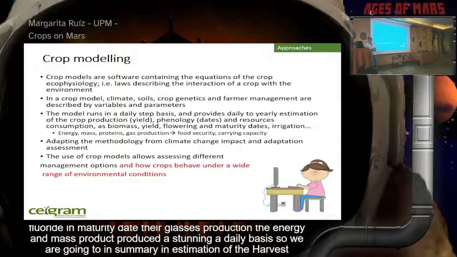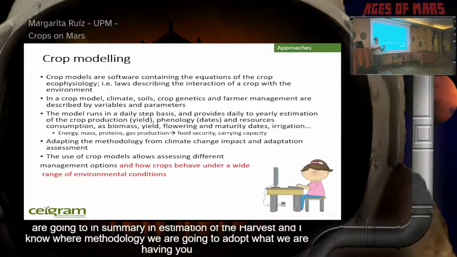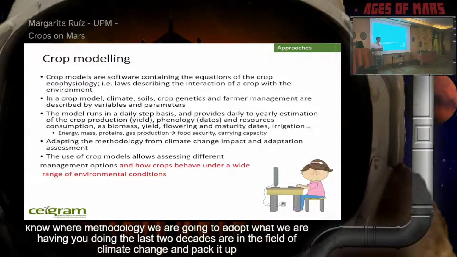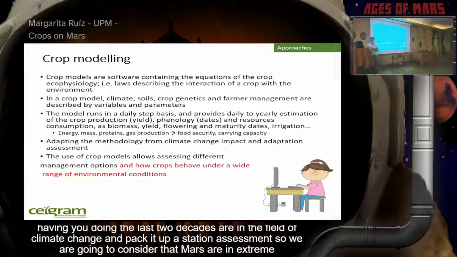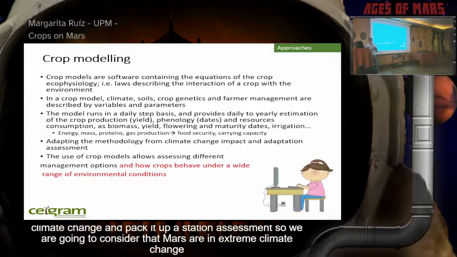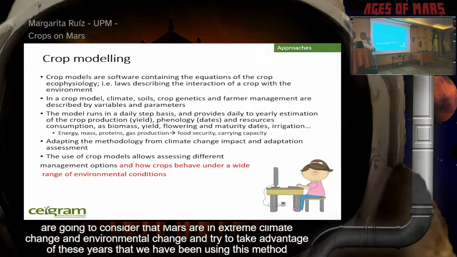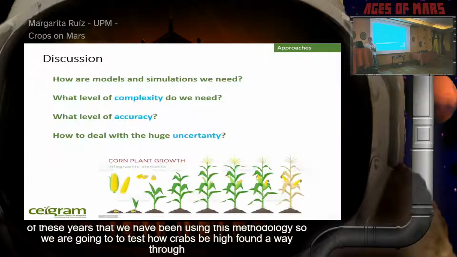And in our methodology, we are going to adapt what we have been doing in the last two decades in the field of climate change impact and adaptation assessment. So we are going to consider Mars as an extreme climate change or environmental change, and try to take advantage of these years that we have been using this methodology. So we are going to test how crops behave under a wide range of environmental conditions.